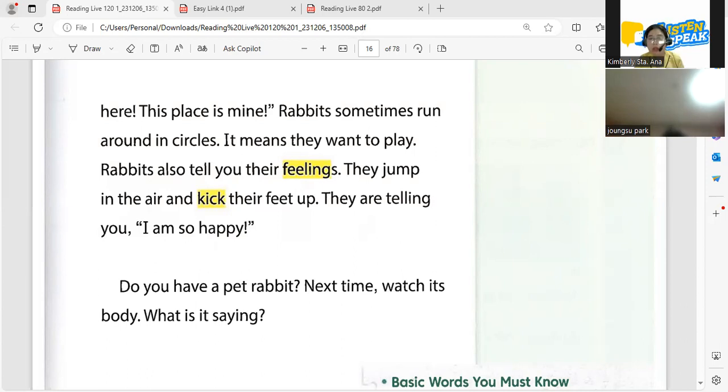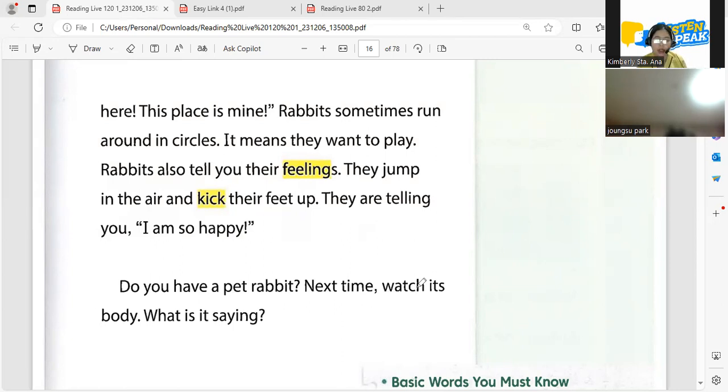So, Jimin, we learned how rabbits talk. They talk using their bodies. And now let's read the last part before we answer some questions. Let's read, Jimin. Do you have a pet rabbit? Next time, watch each body. What is it saying?